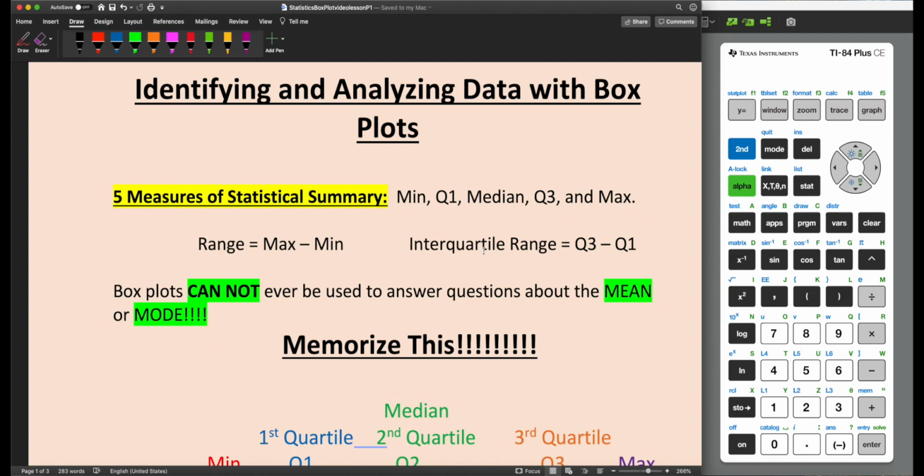Now, there are 2 types of data you absolutely cannot find with a box plot. And that is the mean or average of a data set, and then of course the mode, the number that appears the most in a data set. Those are 2 pieces of information you absolutely can never find with a box plot. So then the question becomes, guys, well, what does a box plot look like?